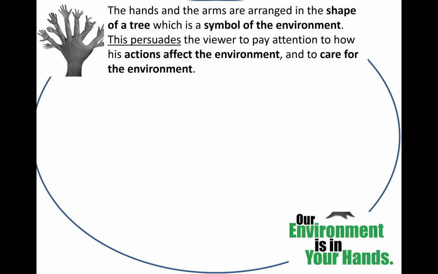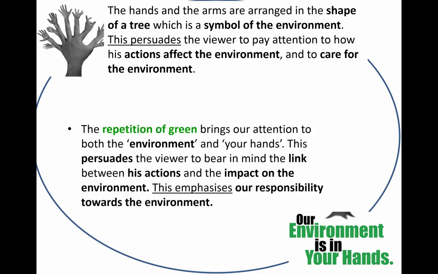Okay, next we take a look at the words here, specifically the typography, right? How the words are presented visually. So for instance, here the repetition of green brings our attention to both the word, the environment, and your hands. So what this does is it creates a link between the actions of the viewer and the impact on the environment. In other words, this shows that we are responsible, right, for how the environment becomes. Okay, so our environment is in your hands. We hold the responsibility for shaping the environment we live in.